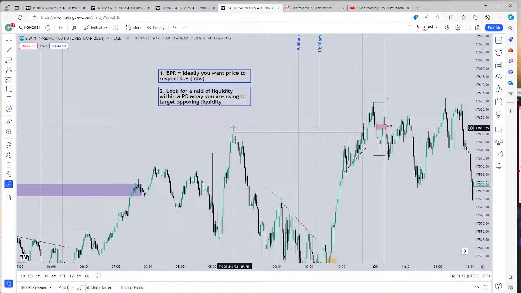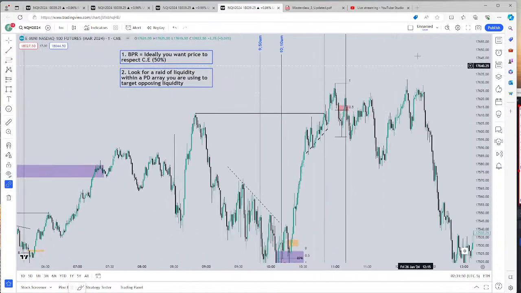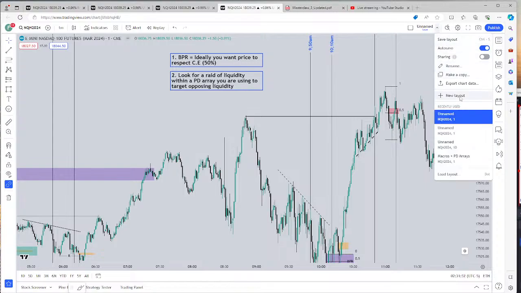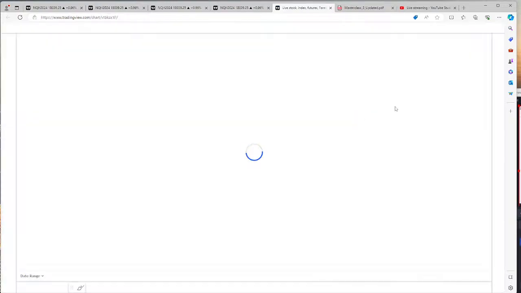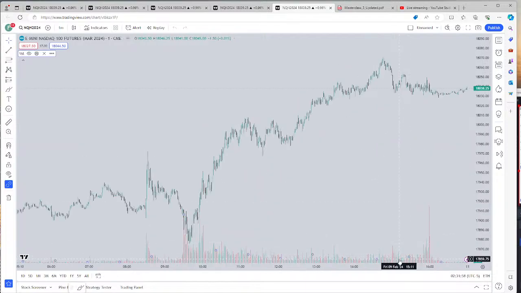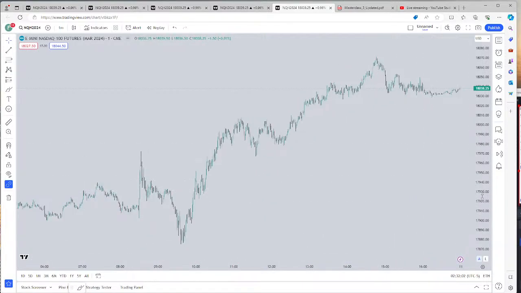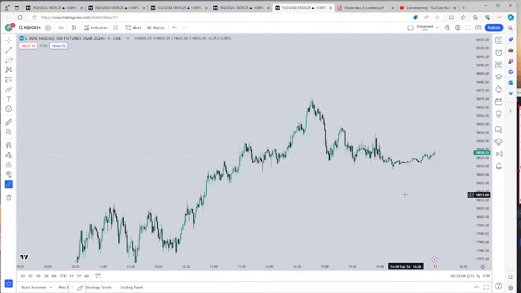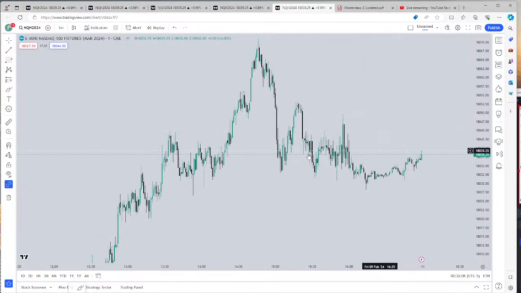Breaker, Jimmy Patel. Breaker, let's do the breaker. Yeah. Breaker block. So what I might do, I might get a fresh chart out. I've got a fresh chart here. Anyone else want anything, like any PD arrays? So the breaker is obviously one PD array. Breaker, standard deviation, I do.